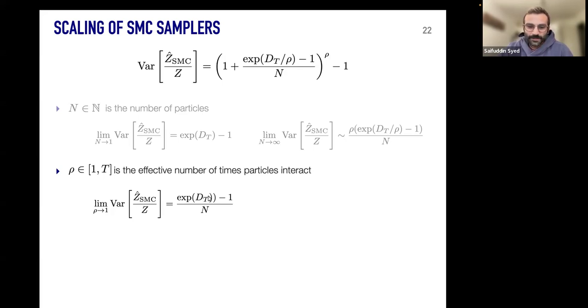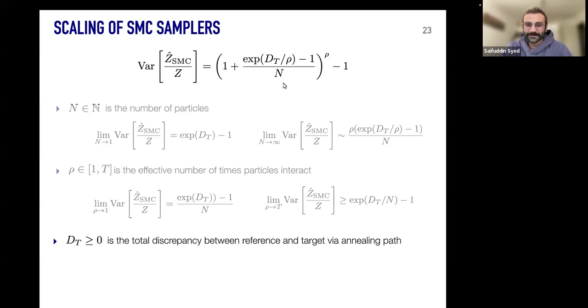You can also look at the extreme case where you have a maximum number of resampling events. So this corresponds to the most amount of particle interaction. It does monotonically decrease, but it doesn't go to zero by adding more resampling. So there is a certain marginal gain that you have by resampling too often, but you still have this exponential dependency that you end up incurring, like in the best case scenario.